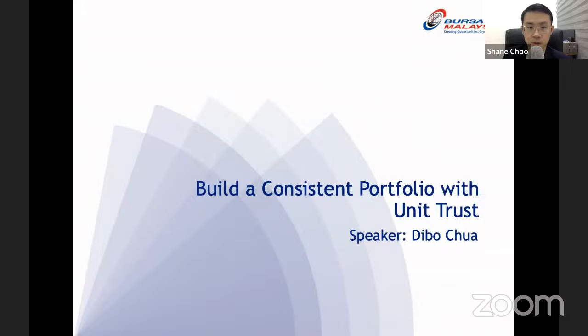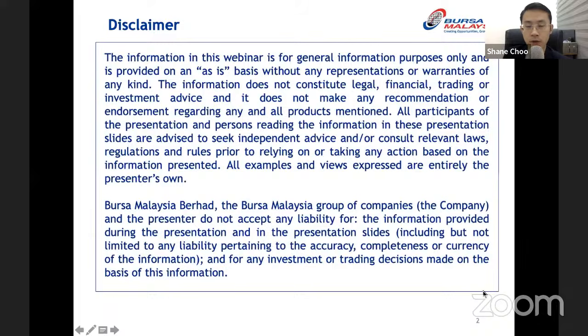So in this session, we're going to explore how do we build a consistent portfolio with unit trust and how do we evaluate the unit trust performance. But before we begin, as usual, disclaimer. Whatever we share in this session is only for educational purpose. In no way that I give any recommendation for you to buy or sell any listed securities that we mentioned here. If you decide to make any investment decisions, you're 100% responsible for all your investment risk.